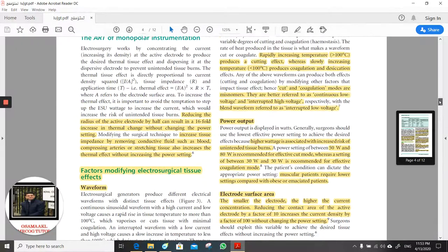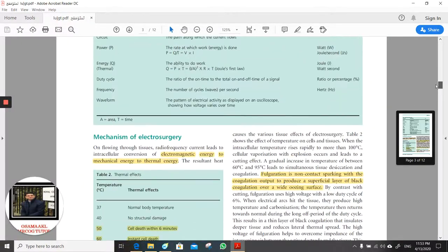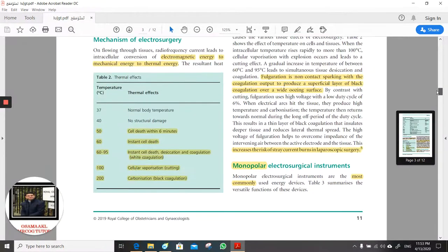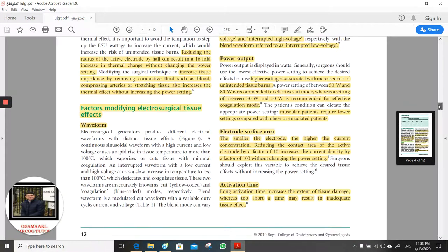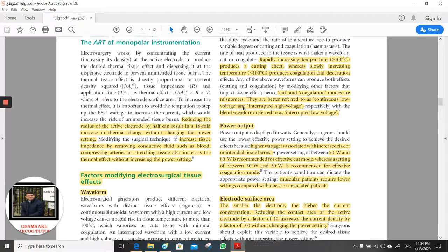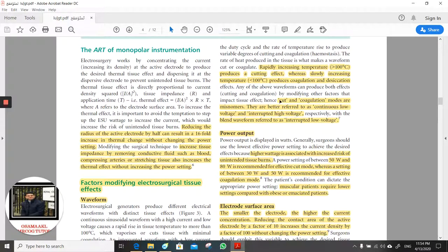Okay, now we want to know what are the factors affecting the electrosurgical effect upon the tissues. Number one, the wave. Is this wave high voltage or low voltage? And the frequency of this wave, is it high frequency or low frequency? We have just said, low voltage continuous for cutting, high voltage interrupted for the coagulation effect. And we can do other blends, other modes, like the fulguration effect.